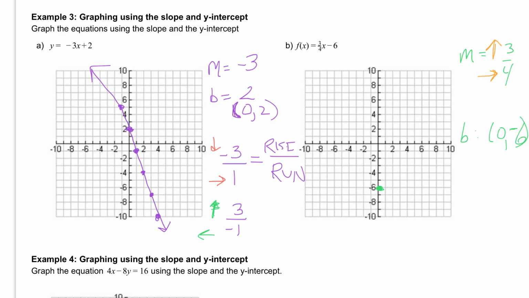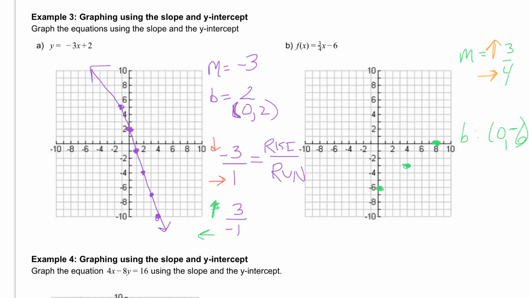So I'm going to come to my graph, and I'm going to go up 3, 1, 2, 3, and to the right 4, 1, 2, 3, 4, to get my new point at (4, -3). And I can do that again. From here I can go up 3, 1, 2, 3, and to the right 4, 1, 2, 3, 4, and I get a point (8, 0). Now, let's say that I needed to do another point. I needed 4 points on my graph.